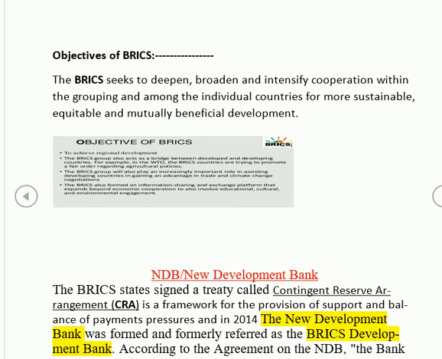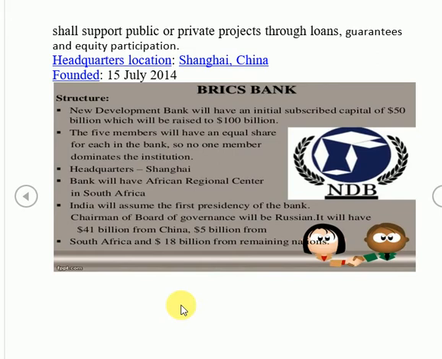I just want to tell that the CRA, the Contingent Reserve Arrangement, was signed between the countries, and in 2014 the New Development Bank was formed, to reduce the pressure on payments. You can call it the New Development Bank as well as the BRICS Bank, right? This bank shall support public or private projects through loans, guarantees and equity participations. The main objective of this BRICS Bank is to give loans to the member countries for their development.